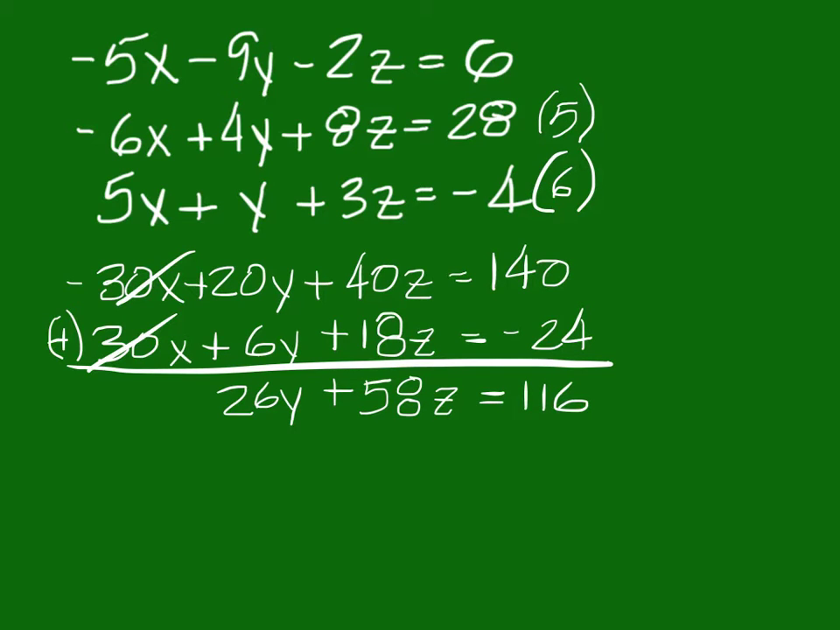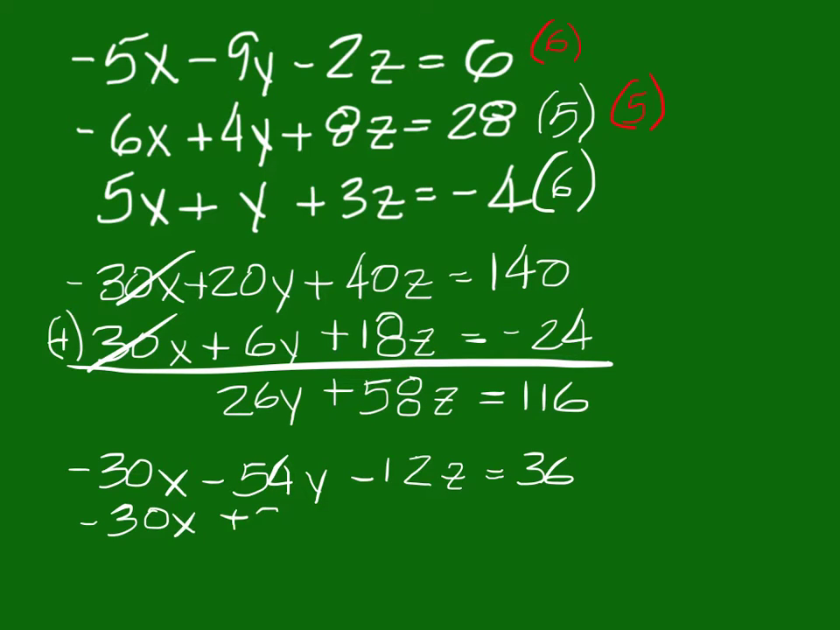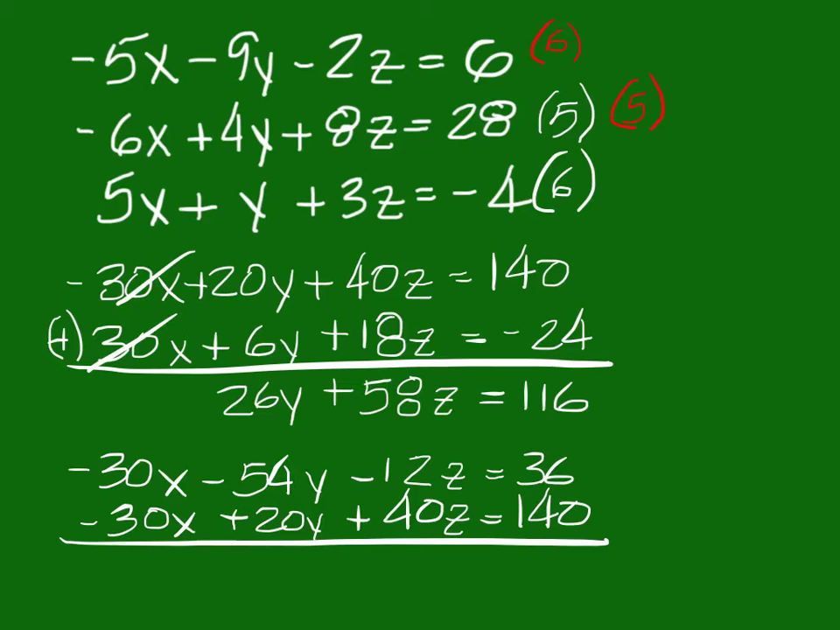Right, the next one here you're going to have to multiply this by 6 and then this one by 5. So we'll do that down below and get a -30x minus 54y minus 12z equals 36. And then by 5 on the second one to get a -30x plus 20y plus 40z equals another 140. Now since the signs are the same on the 30s, what do I do?